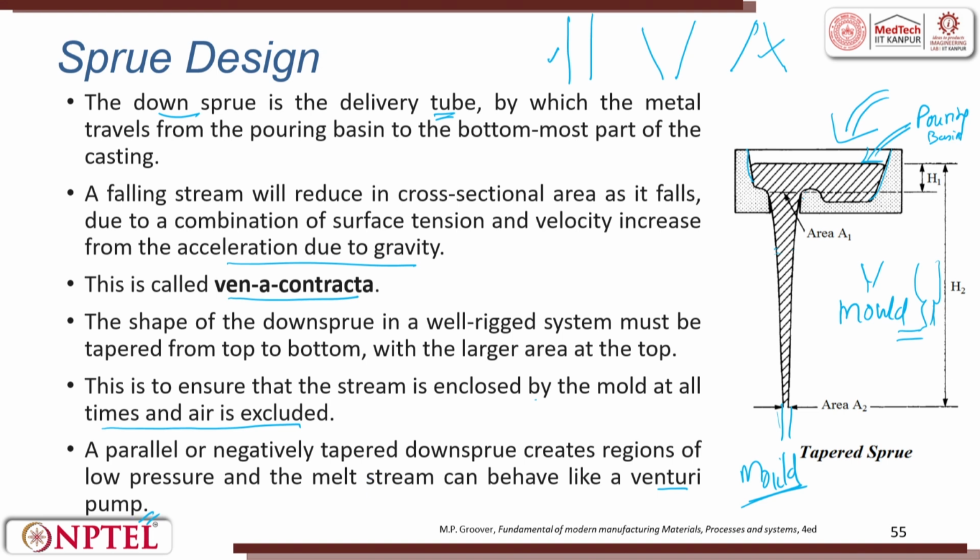So, we always will have the taper sprue. In fact, if you try to solve the equation and see, you should have a sprue like this. So, a sprue of this kind is the best, but manufacturing with this exponential curve is difficult. So, we always prefer to have a taper one.